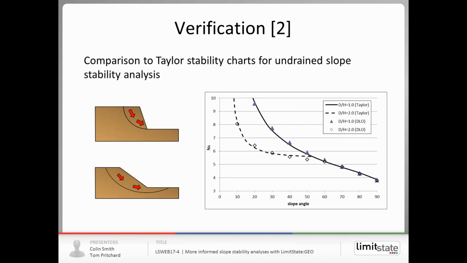One other little verification here. We talked about the Taylor stability charts earlier on. Here again, we've just done a few simulations with the software and show that we get very close to the Taylor results. The lines are the original Taylor theory, and the points on the graph are those generated by the software.